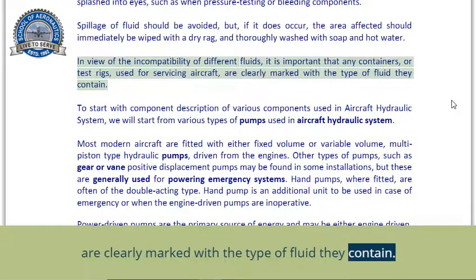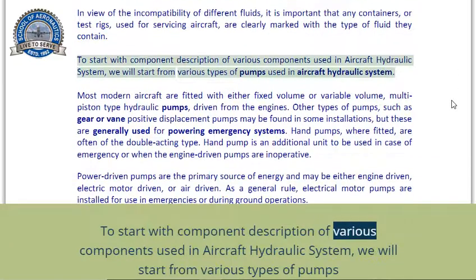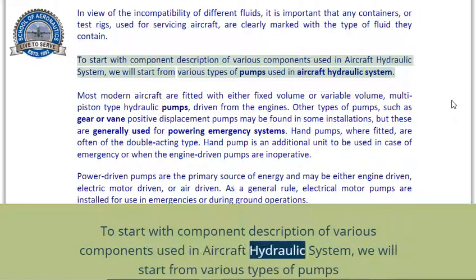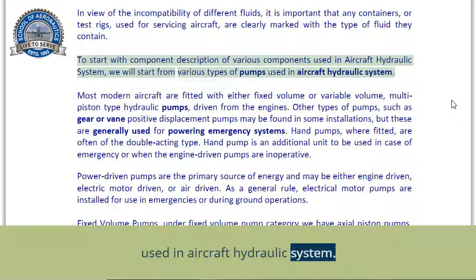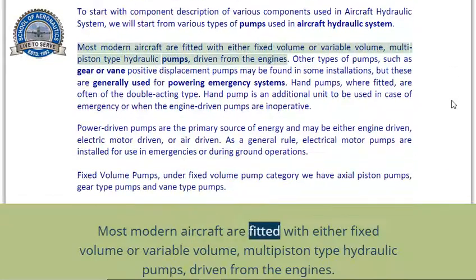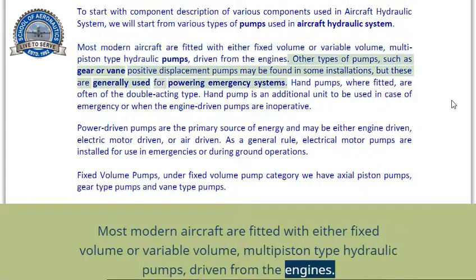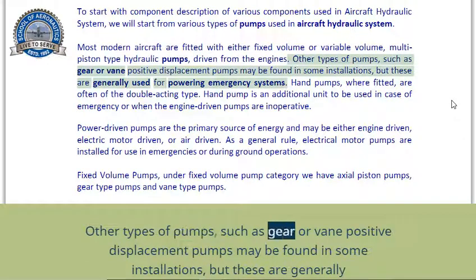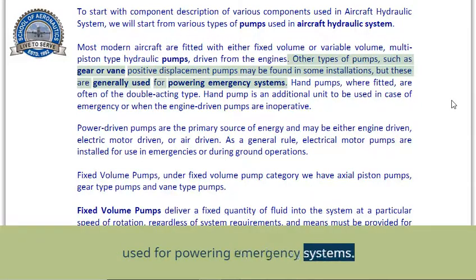To start with component description of various components used in aircraft hydraulic system, we will start from various types of pumps used in aircraft hydraulic system. Most modern aircraft are fitted with either fixed volume or variable volume, multi-piston type hydraulic pumps, driven from the engines. Other types of pumps, such as gear or vane positive displacement pumps, may be found in some installations, but these are generally used for powering emergency systems.